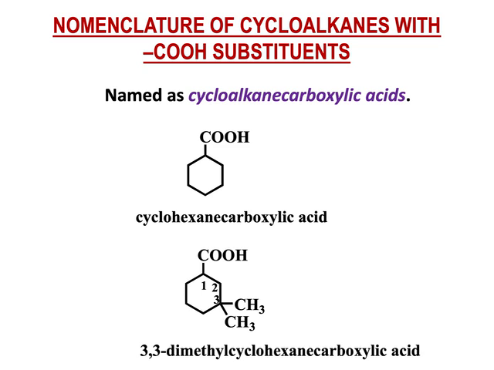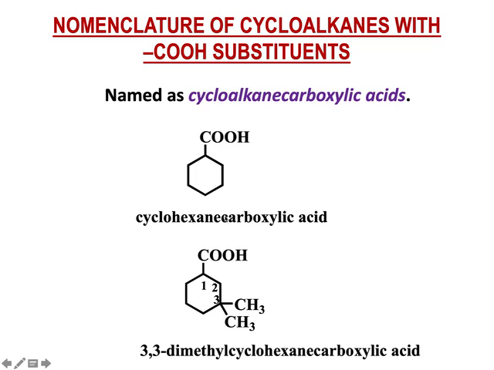So the next rule is for cycloalkanes with C double bond OOH as a substituent. The name becomes cycloalkanecarboxylic acid. So here is a cycloalkane attached with the substituent functional group carboxylic acid. So the name becomes cyclohexane, this one cyclohexane, and the parent name will be given to C double bond OOH, which is carboxylic acid.